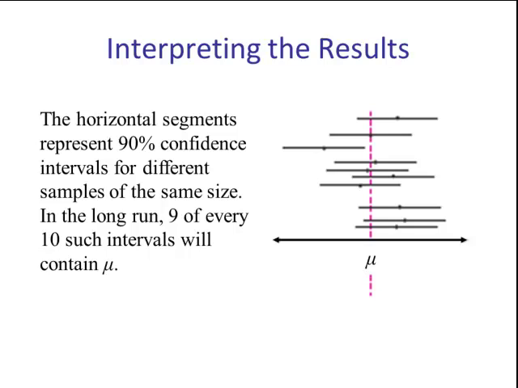Let's look at this visually. The horizontal segment represents the 90% confidence interval for different samples of the same sample size. In the long run, 9 out of every 10 such intervals will contain mu. So we have our mu here. These are 10 different confidence intervals. The dots are our point estimates, x bar, and we can see this one underestimated a little bit too much and did not catch mu. The rest of them did.